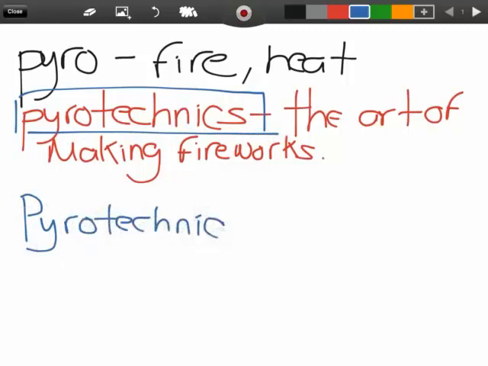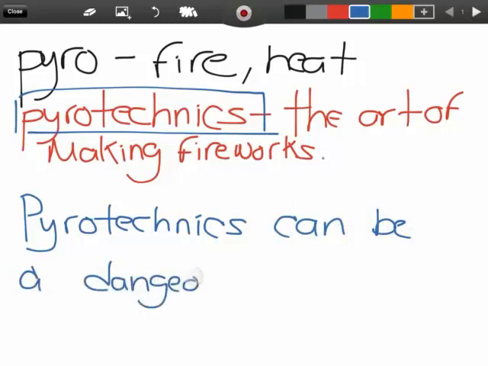Pyrotechnics can be a dangerous, sorry about that, spelled that wrong. I'm going to go ahead and read that to you. Pyrotechnics can be a dangerous job. Moving on to our next root. We have finished the letter P. Now we are going to go ahead and start with the letter Q.